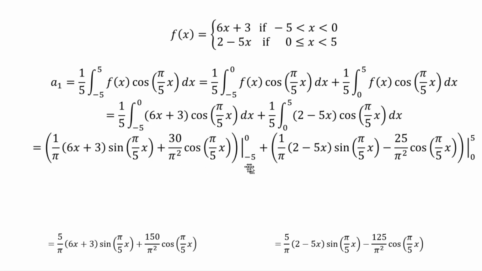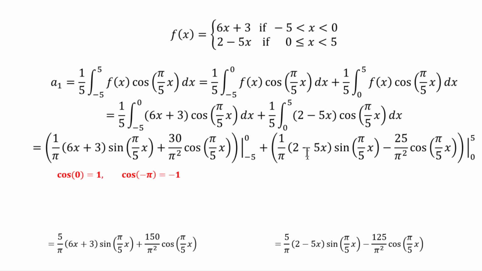Because this is a definite integral, you still have to plug in these two endpoints into the function and subtract. And when you do that, first notice that when you plug in 0, you get sine of 0, which is 0. And when you plug in negative 5 in here, you get sine of negative pi, which is 0 again. So that means this portion does not produce anything at all. On the other hand, the cosine, when you plug in 0, you get cosine 0 as 1. And when you plug in negative 5 and 5 cancels to give you negative 1, so you get cosine of negative pi, which is negative 1.